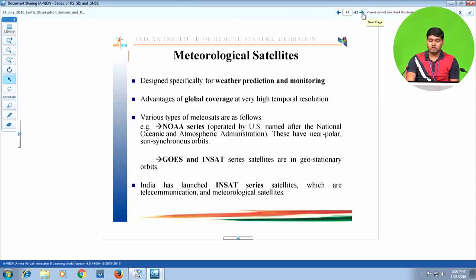Now meteorological satellites, as I told you, normally geostationary satellites are useful for weather prediction and monitoring. They have the advantage of global coverage at very high temporal resolution. Various types of meteorological satellites are there, such as the NOAA series satellites, which are near polar and sun synchronous. GOES and INSAT series satellites are in geostationary orbits. India has launched the INSAT series of satellites, which are useful for telecommunication and meteorological purposes.